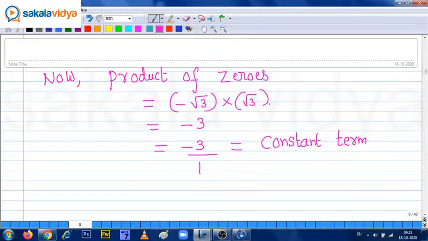By observing all these problems, you might have got an idea. Sum of the zeros of a quadratic polynomial is minus coefficient of x by coefficient of x square. Product of zeros is equal to constant term by coefficient of x square. This has been generalized. Even yesterday we have given the proof also. So this needs to be addressed while solving any problems.